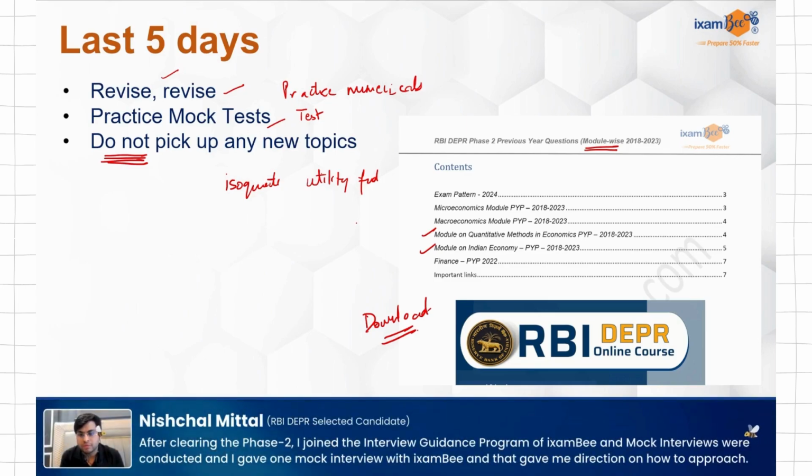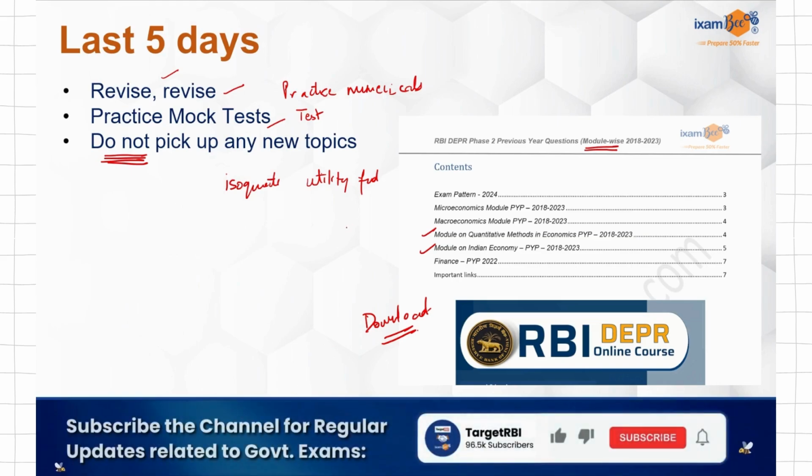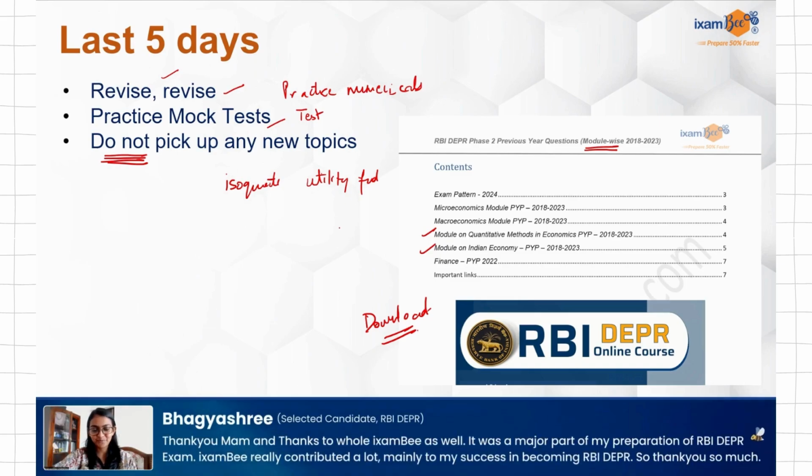And please revise your development models here. Solow, Harrod, and Lewis models are some of the very common ones and frequently asked. Please go through them. Even inflation, the Phillips curve, how inflation and unemployment are related. Please go through that also.